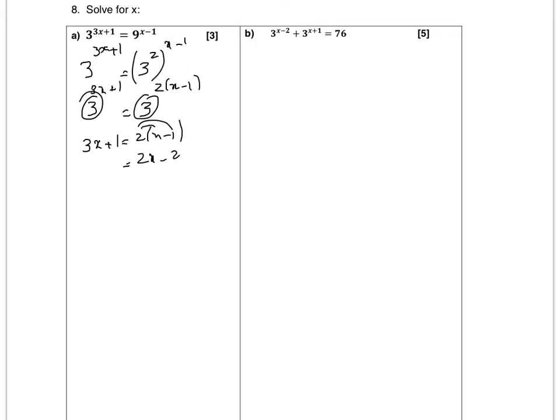Now I'm going to isolate x by moving 2x to the left and 1 to the right. So I'm going to get 3x minus 2x is negative 2 minus 1.